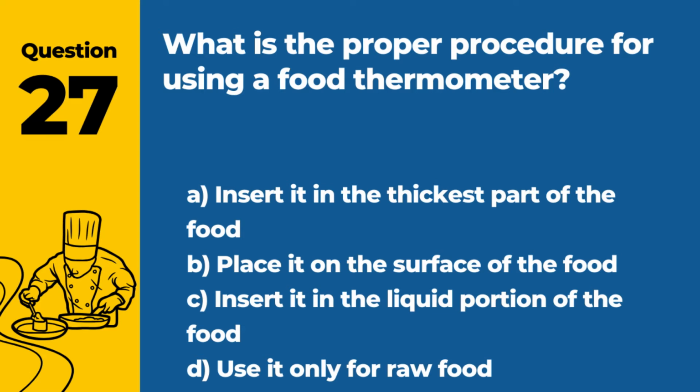Question 27. What is the proper procedure for using a food thermometer? A. Insert it in the thickest part of the food. B. Place it on the surface of the food. C. Insert it in the liquid portion of the food. D. Use it only for raw food. Answer: A. Insert it in the thickest part of the food. The proper procedure for using a food thermometer is to insert it in the thickest part of the food, away from bone, fat, or gristle.